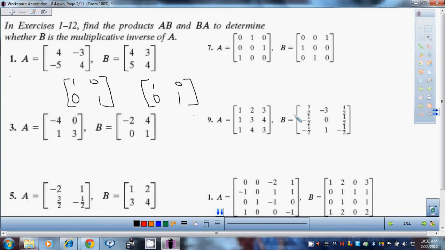Now let's say number, what is this? I guess it was supposed to be 11. Number 11, you start working on it. Your product's going to be a 4 by 4. Let's say, it probably won't work out quite this nicely for you. Let's say the first number you get is a 2. Is there a 2 in the identity matrix? You can stop right there and say not inverses. As soon as you get something that does not fit in the identity, just stop and say no, they're not inverses.